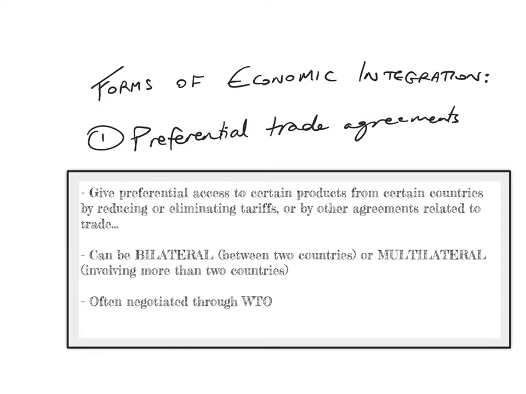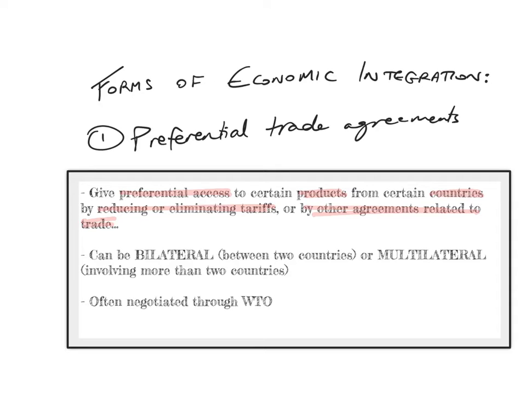So preferential trade agreements, it's very easy to guess what they are from the name. It's basically when countries give preferential access to certain products from certain countries based on the treaties that they sign. These agreements aim to reduce or eliminate tariffs or other trade barriers. It could be to get rid of a quota or an embargo and so on. So basically preferential trade agreements give preferential access to certain products from certain countries by reducing or eliminating tariffs.